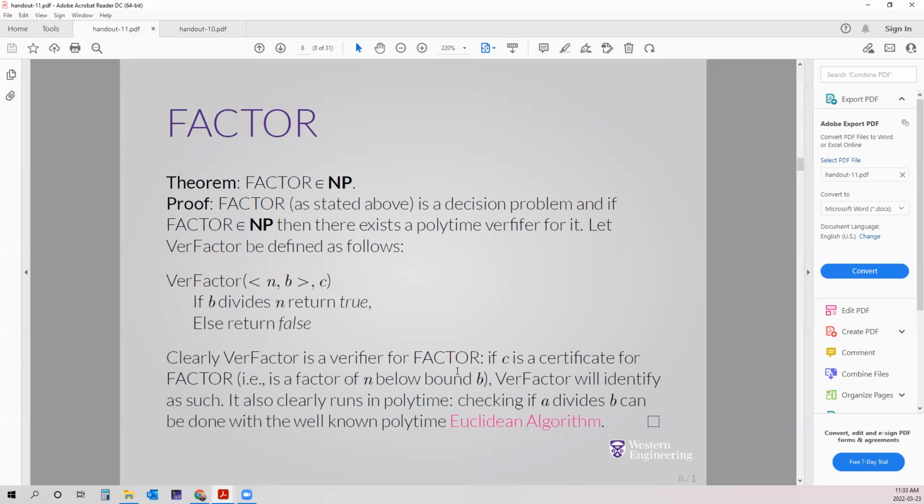So if n can be divided by c and there is no remainder, then return true, else return false. Clearly Verify-Factor is a verifier for Factor, if c is a certificate for a factor. For example, is c a factor of n below bound b? Verify-Factor will identify as such. It also clearly runs in polytime. Checking if a divides b can be done with the well-known polytime Euclidean algorithm.